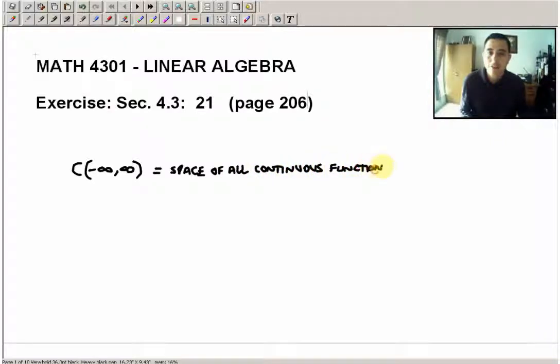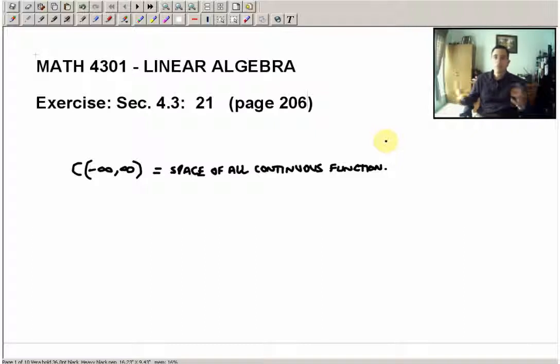Now, any continuous function, polynomial functions, any of those functions that you study in calculus that are continuous, okay? There's no gaps, no holes, right? The graph is pretty nice. It might have a spike, but no discontinuity, no jumps, no gaps. And functions that are defined from negative infinity to positive infinity. So that space is a vector space.